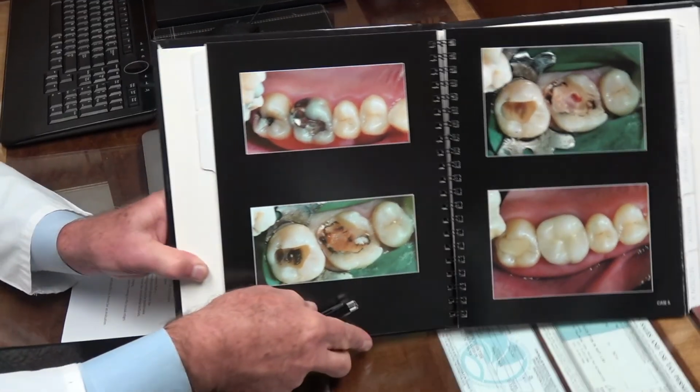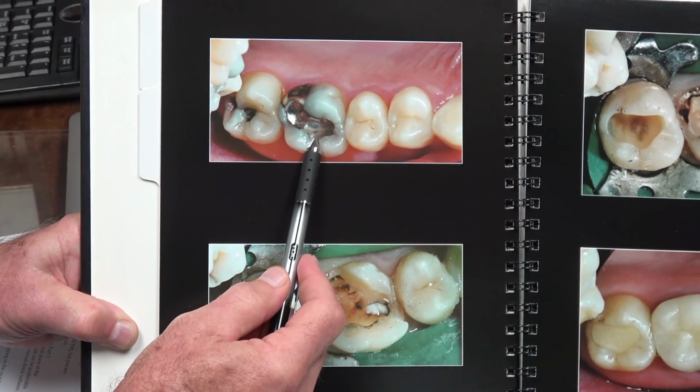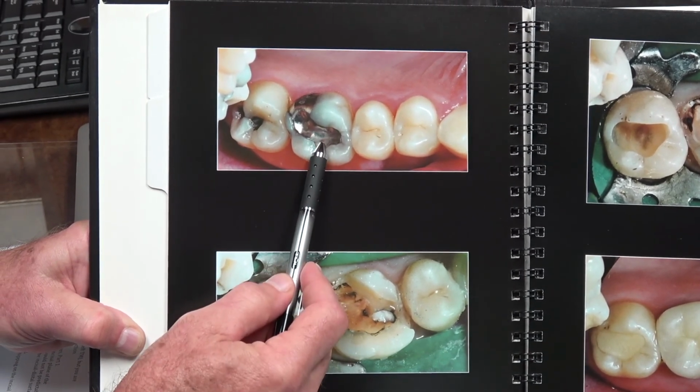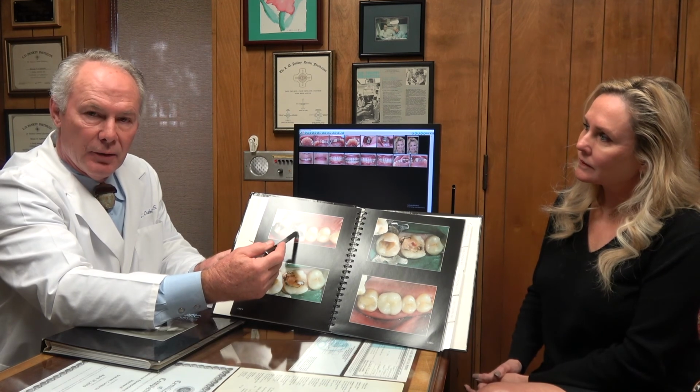This is leakage around old mercury amalgam fillings. And what I say is mercury amalgam fillings don't bond to teeth. They're held in by mechanical retention, meaning the bottom part of the filling is wider than the top part. A mercury amalgam filling can wallow around in the cavity preparation for years and still be present in the tooth because the bottom part is wider than the top part.